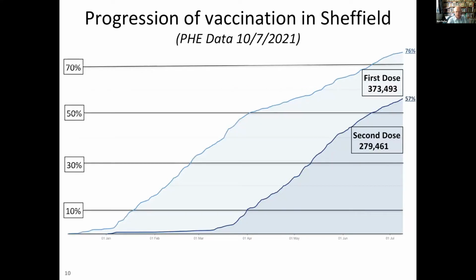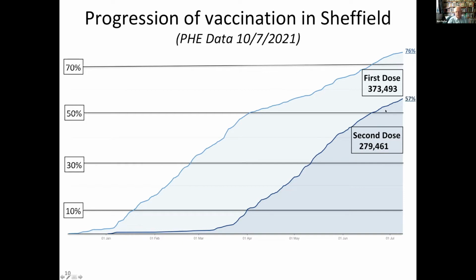And here's the progress of vaccination in Sheffield. So the top line is the percentage of the population, from the beginning of January, which is when we started, to now, that have had the first dose. And we're up to 76%. 373,000 thereabouts have had the first dose, and the darker line are the people that have had second dose. So 57%, or over 279,000, have had a second dose. And this number will be going up to that one, hopefully.